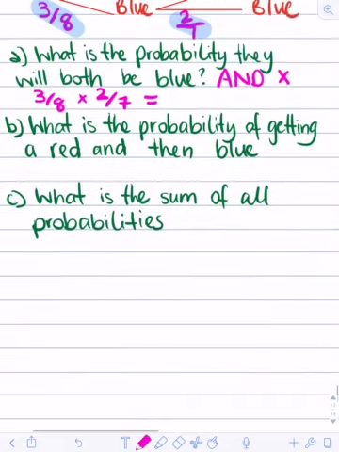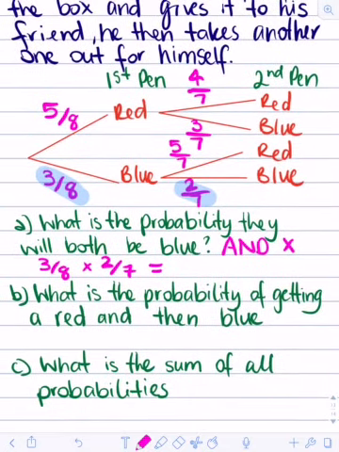And this is going to equal 3 out of 8 times 2 out of 7 equals 3 out of 28. Remember, always simplify your fractions to their simplest form. 3 out of 28 is my final answer. Okay, let's move on to the next question.